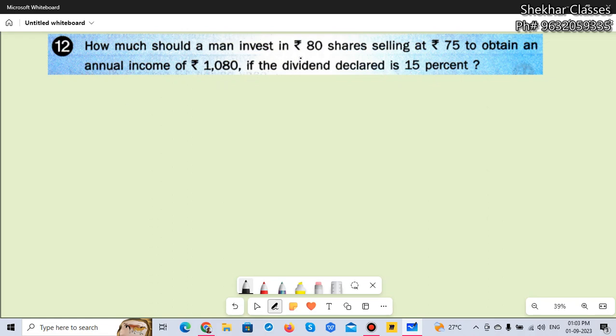Whose face value is, this is the face value, right? Rupees 80 shares. So we can write here face value or nominal value. So nominal value is rupees 80. Fine. Then comes market value, which is rupees 75. Then comes here annual income, so annual dividend, we can say.